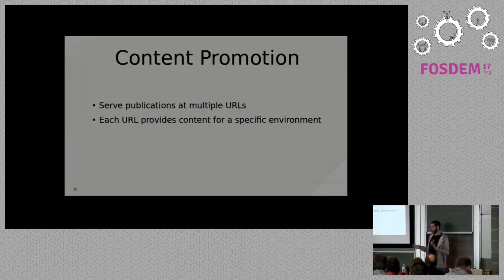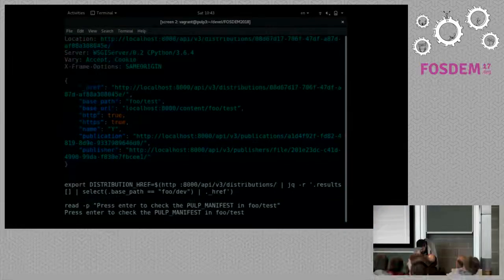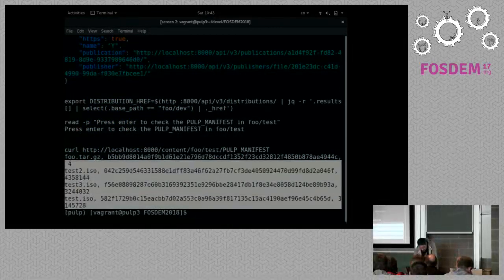So let's talk about content promotion now. In Pulp 2, if you wanted to make the same set of content available at a different URL, you had to create a new repository, then you had to copy all of those packages into that repository, publish it again, and then you would have it available at a new URL. In Pulp 3, all you have to do is create another distribution pointed at the same publication that you're interested in serving at a different URL, and you've got it available at a different URL. So we're going to create another distribution, and we're now going to check that it's available at a different URL. The other URL was foo/dev, and this one is foo/test, and it's showing us that it has the same content.